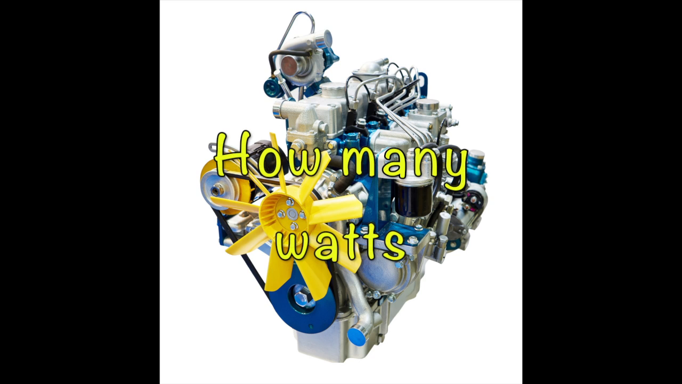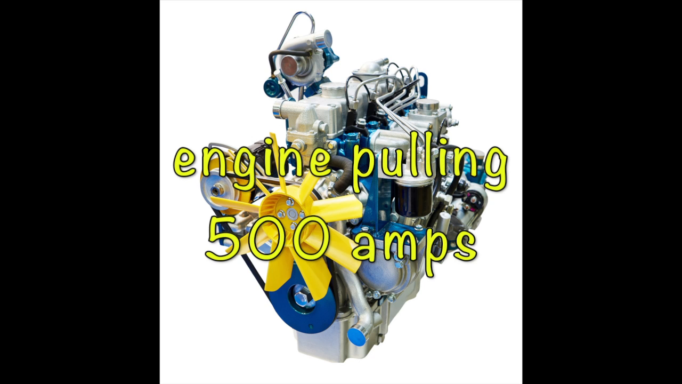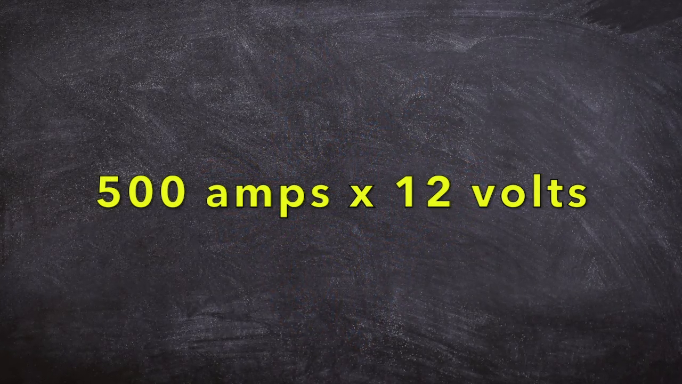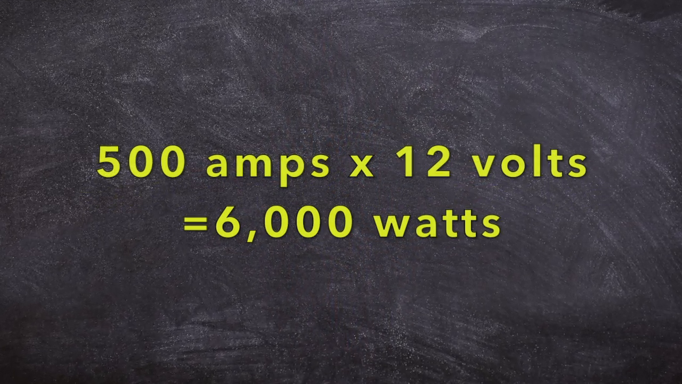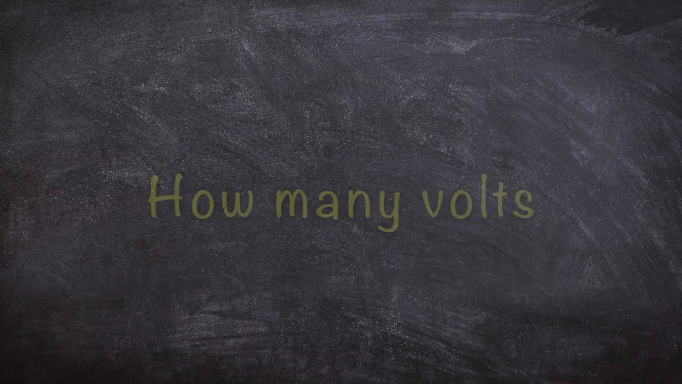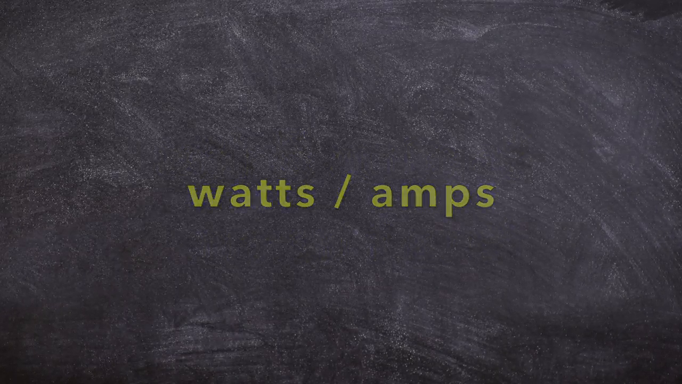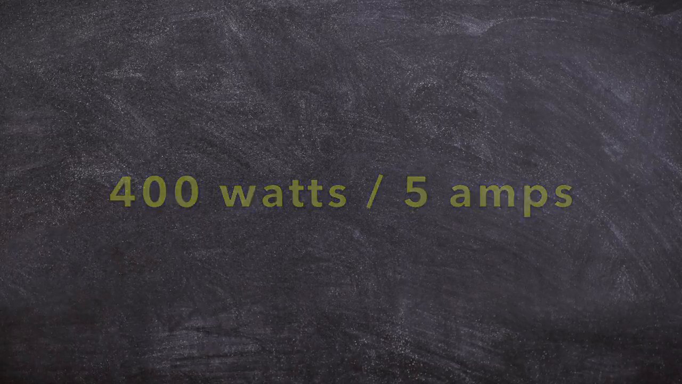What is the watts for a starter on a diesel engine that is pulling 500 amps in a 12 volt circuit? Multiply 500 amps by 12 volts to get 6,000 watts of electricity for the starter. What are the volts for a device that is using 400 watts with 5 amps of current flow? Watts are divided by amps, so 400 watts is divided by 5 amps to get 80 volts.